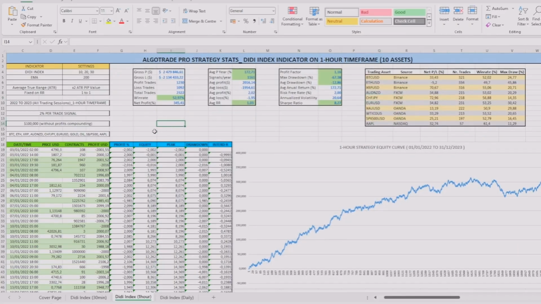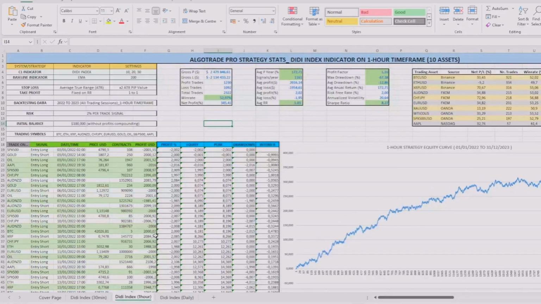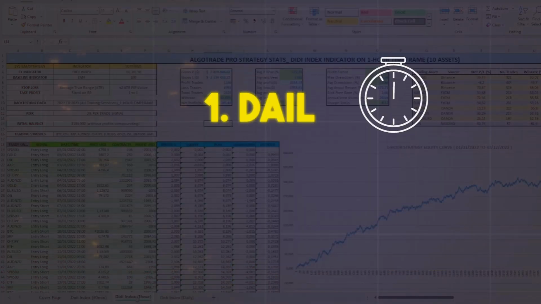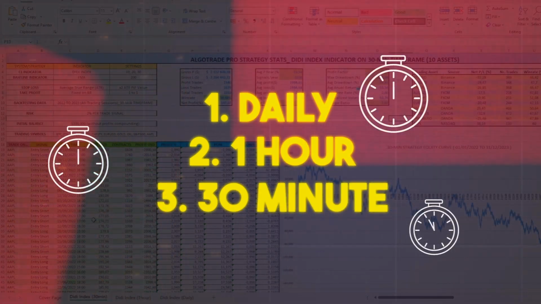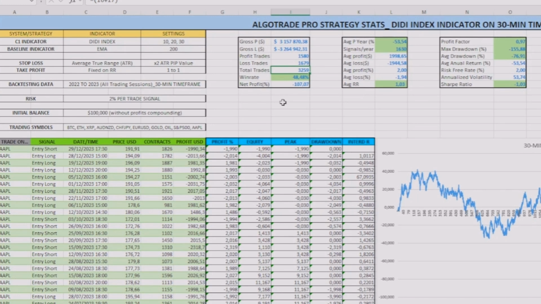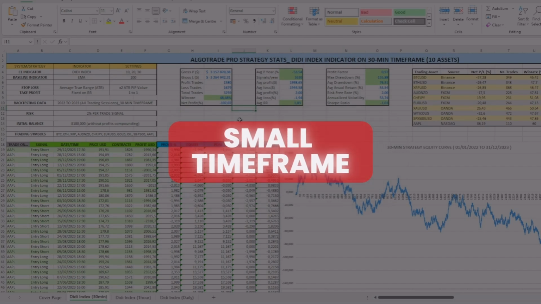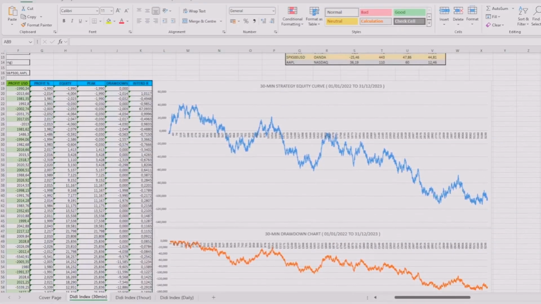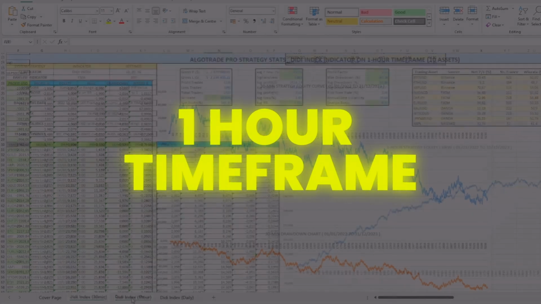After inserting all the trades into my trading journal, I got an analysis of about 5,600 trades across the 3 different timeframes. In the 30-minute one, after more than 3,200 trades, the Didi Index achieved a win rate of 48.48%, and it wasn't profitable. So, for a smaller time frame, this indicator doesn't seem to be a good choice. But let's move on to the 1-hour time frame test.